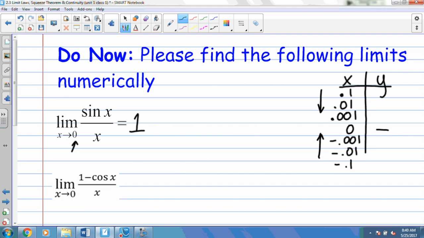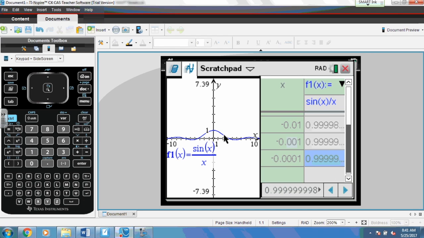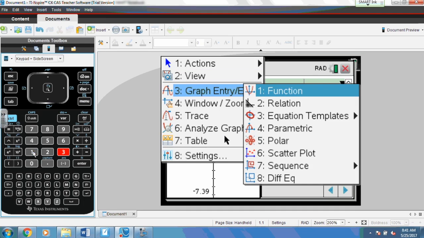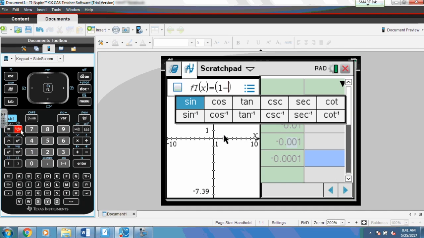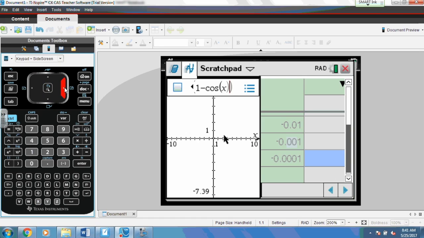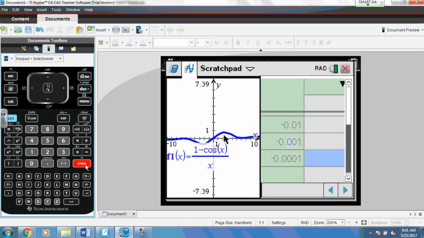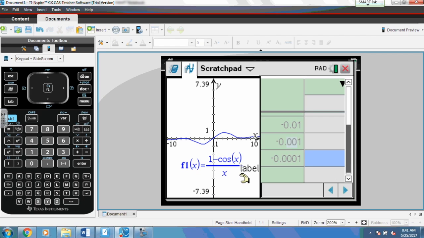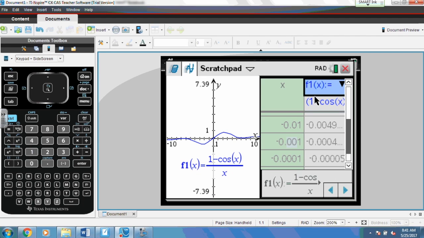Okay, now I'm going to do the same exact thing for the limit as x goes to 0 of 1 minus cosine of x over x. Okay, so I go back, I delete that graph, I'm going to add in the other one, again making sure it should still be in radians, but it needs to be in radians. Let me just move that out of the way.